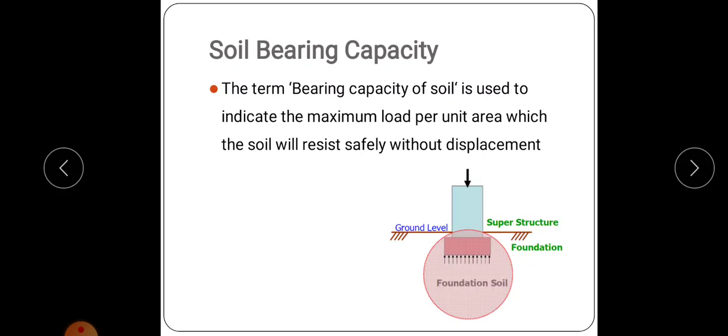The term bearing capacity of a soil is used to indicate the maximum load per unit area which the soil will resist safely without displacement.